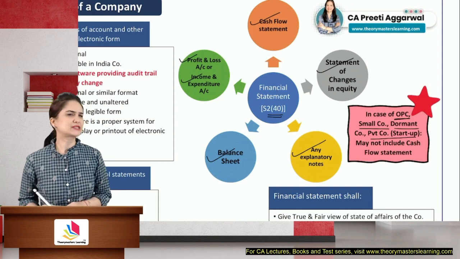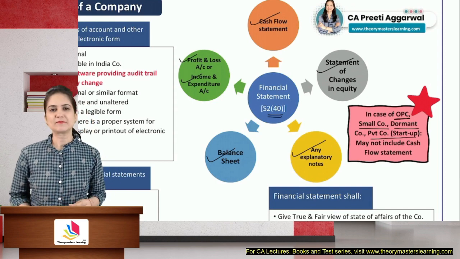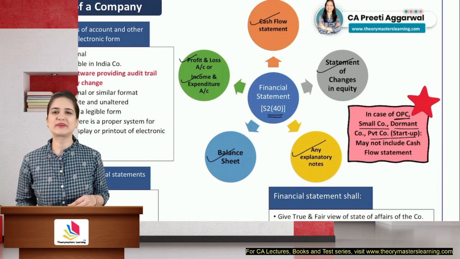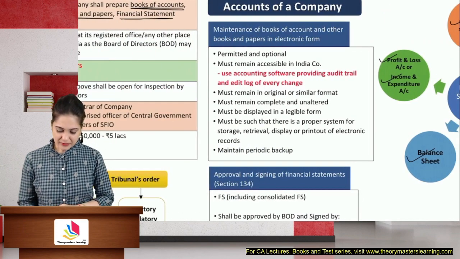Why is cash flow exempt? Because it's a very tedious task to prepare the cash flow statement, and sometimes they don't have so many transactions. Okay, these dormant companies and small companies may not have many transactions. So yes, there is a small exemption to them.